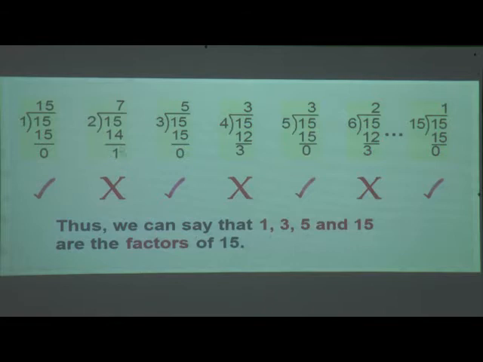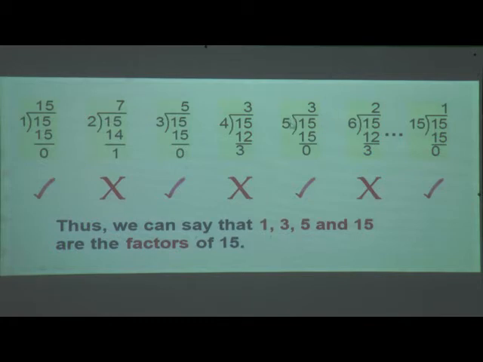So, when it leaves the remainder 1, it is not a factor of the particular number. Let us take the next number, 15 divided by 3. 3 5s are 15, 15 minus 15, we get the remainder 0. 15 divided by 4, 4 3s are 12, 15 minus 12 is 3. So, we are getting the remainder 3 here. So, it is not a factor of 15.